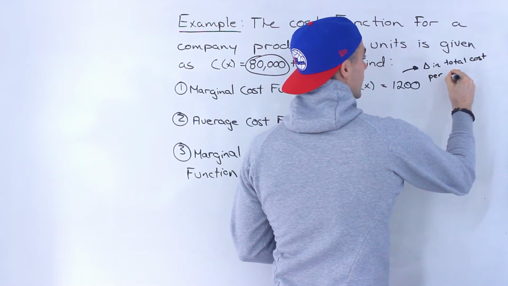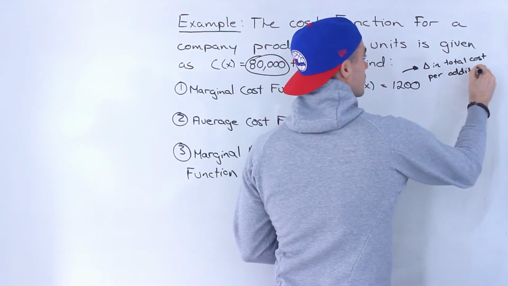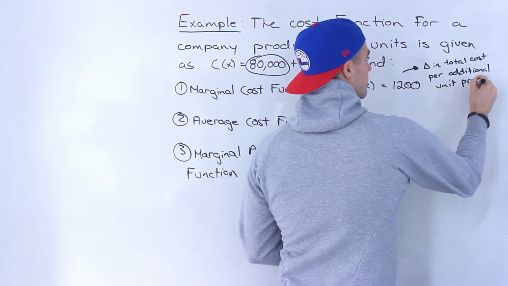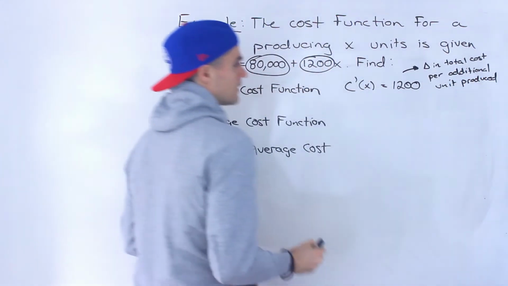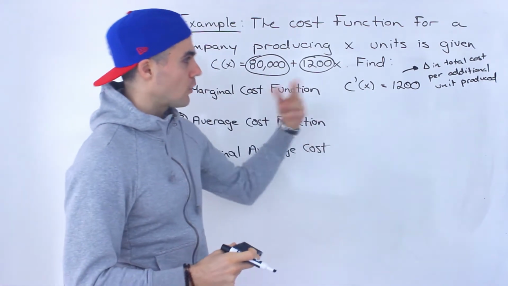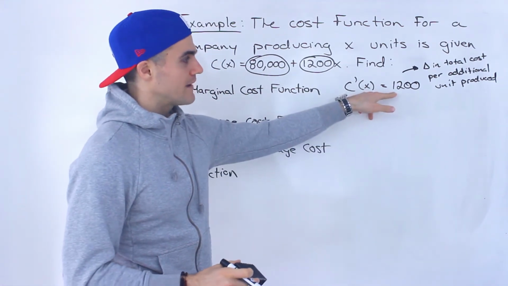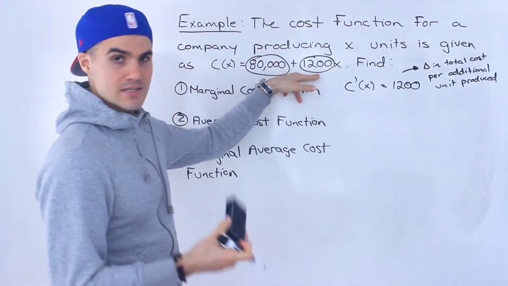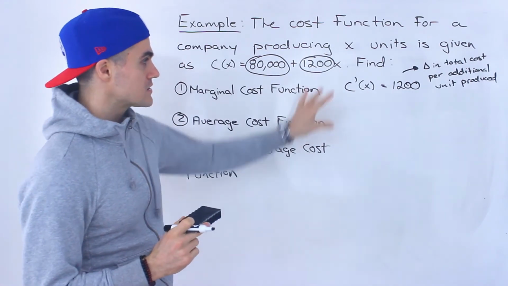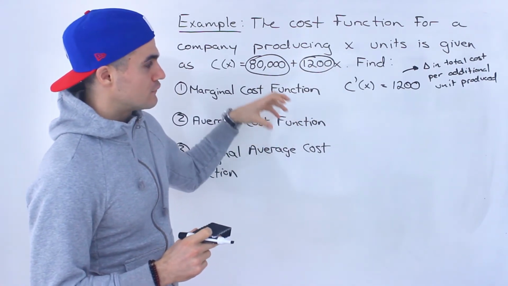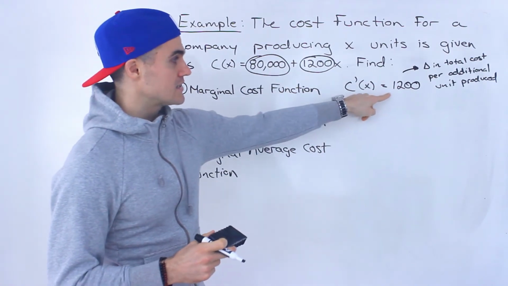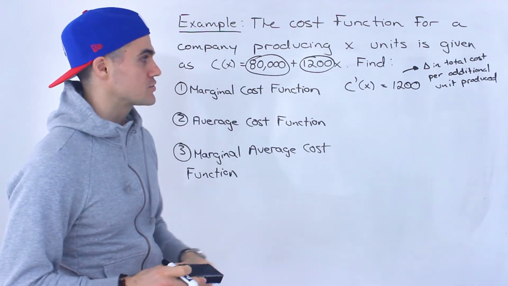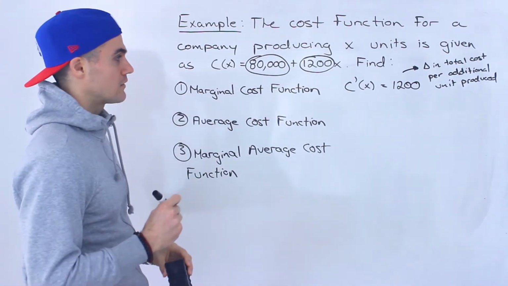per additional unit produced. And in this scenario, that makes sense because the total cost is going up by $1,200 for every additional unit that you produce, basically the variable cost, right? So the marginal cost function in this specific case is just a constant. That total cost is going to keep going up by $1,200 for every additional unit that you produce.